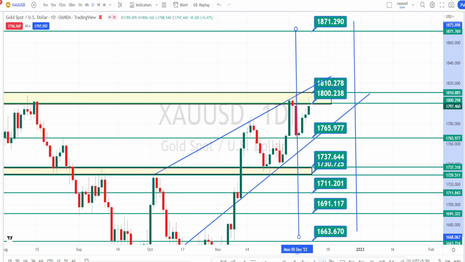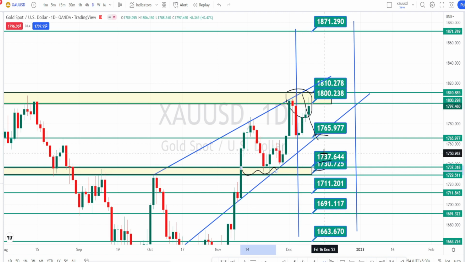And from the weekly time frame, we know that it has formed an indecision candle in weekly time frame. So soon we can expect a bearish side retracement to start, and if the price action breaks the support level of 1765, the next level of support is going to be around 1737 to 1730. This is a support zone, and only when the price action breaks the support zone, we can expect it to test the support level of 1711, 1691 and 1663.